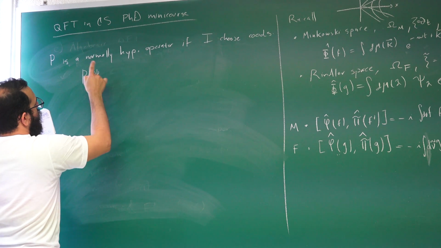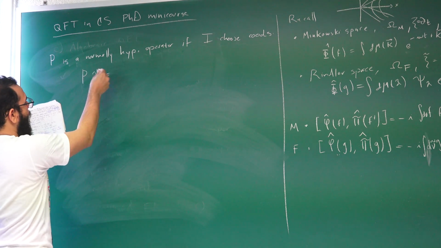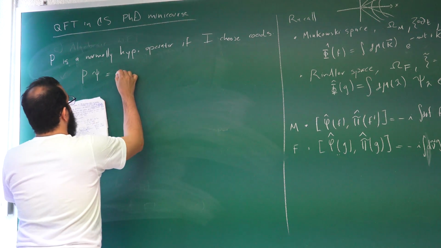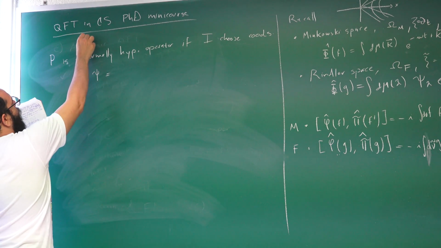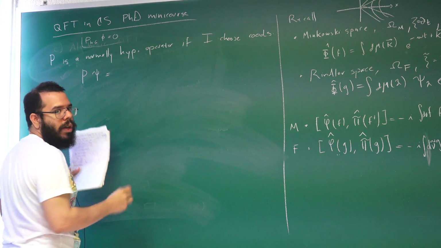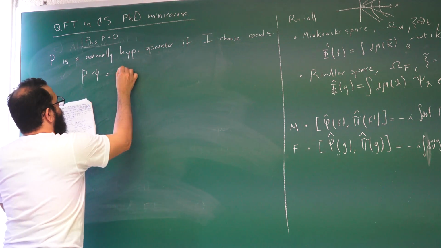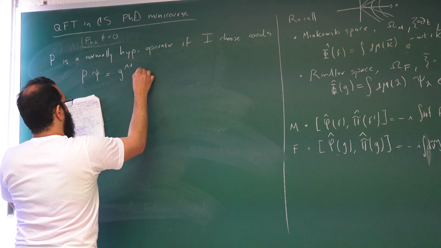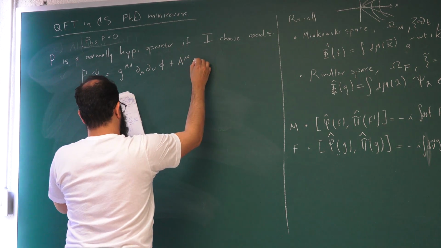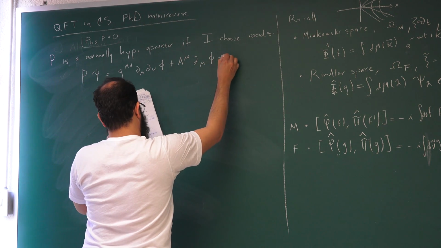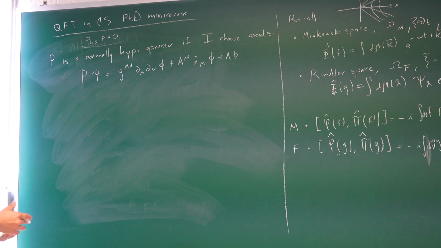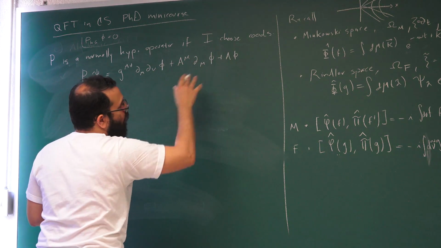P acting on some function where it acts. It doesn't necessarily have to be the Klein-Gordon field, it could be something else. But in a particular case, of course we are concerned about, we are thinking in the back of our heads about the Klein-Gordon equation. But this definition is, let's say, more general than that. Okay. So, P is a normally hyperbolic operator if I choose some coordinates and it looks like that.